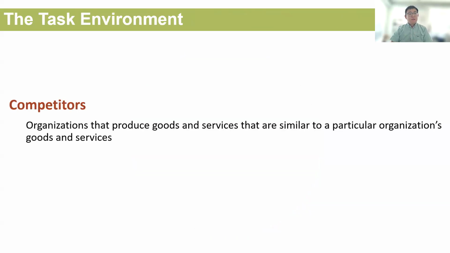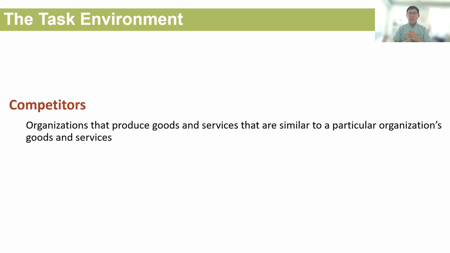The first one: how about the competitors from the task environment? The definition from our textbook is that a competitor is an organization that produces goods or services similar to a particular organization's goods or services. In other words, if you are the owner of a company, you may need to look at those competitors who create products similar to yours.